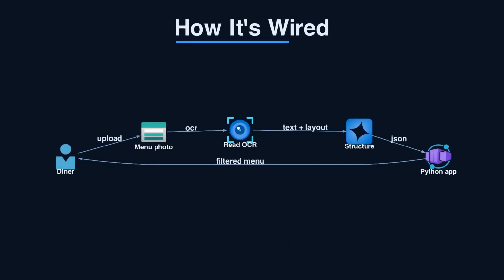Here's the wiring. The user uploads a menu photo to blob storage. Azure AI Vision runs optical character recognition on that image. Raw text and layout coordinates flow to Azure OpenAI. The model returns structured menu items as JSON. Your Python app applies the dietary filter and translation.